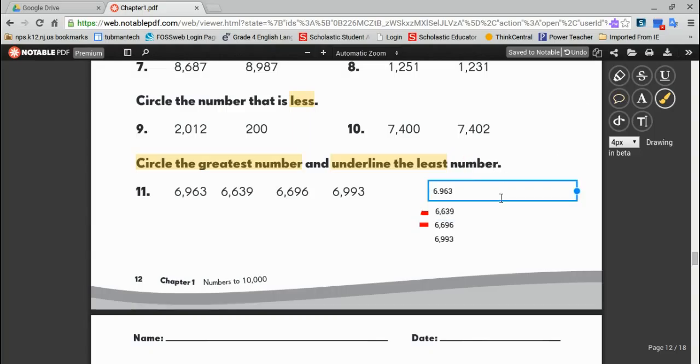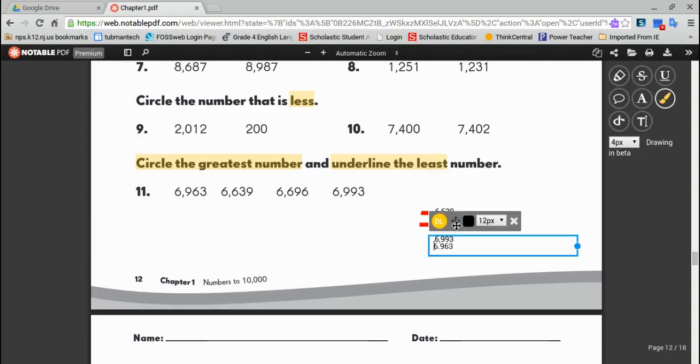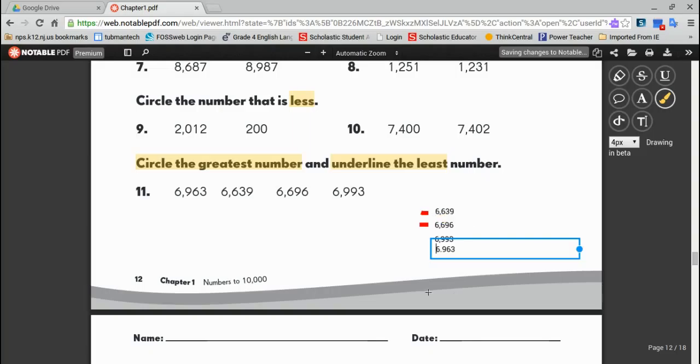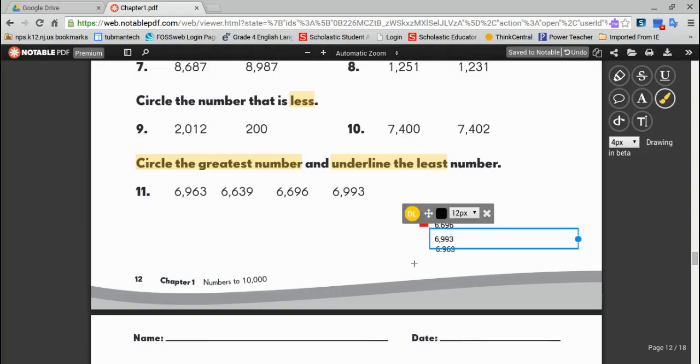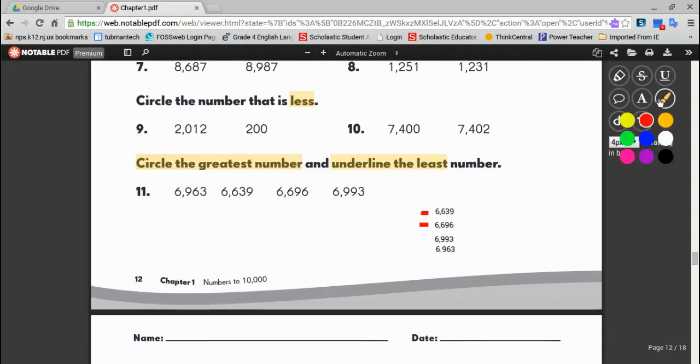So let's look at our tens now. So I'm going to move this closer. Let's move it right underneath. Okay. So 6,000, 6,000 is the same. 900, 900 is the same. And then we have 9 tens and 6 tens. So now we know that 9 tens is greater than 6 tens. So that means we have a winner. And that means this number, 6,993, is the greatest number. So I'm going to circle that one right over here.